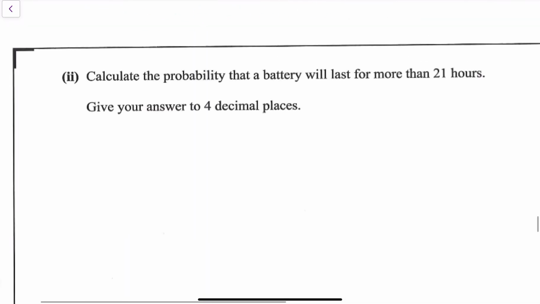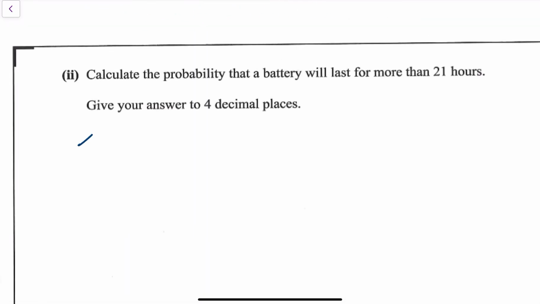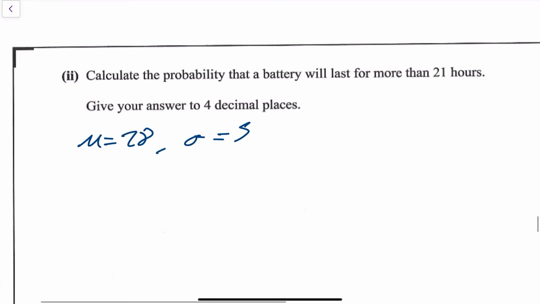The next one, let me just write down again before we do anything. My mu was 28, my sigma was 5. It's still the same thing. Calculate the probability that the battery will last. So probably that the x value will last more than 21 hours. That's what we're looking for.